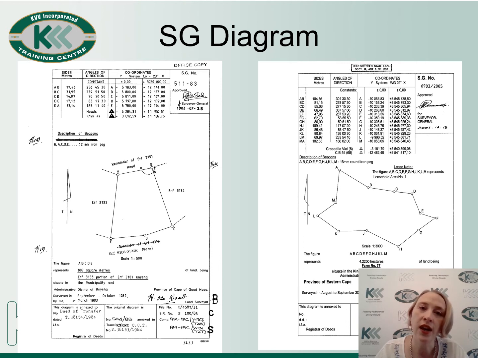In terms of your SG diagram, you'll be able to see if there are any restrictions on the property or any servitudes registered over the property.